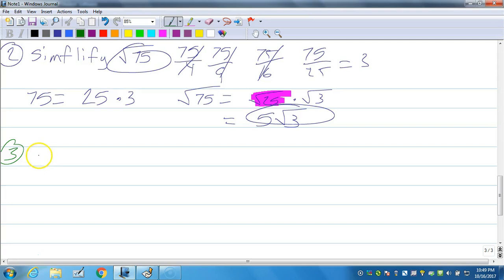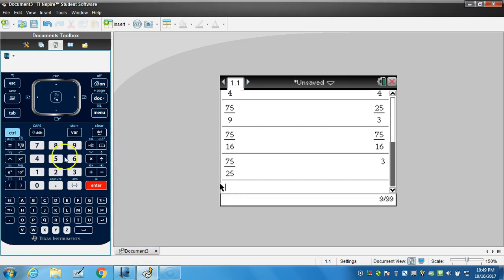Number 3, simplify the square root of 180. So 180 divided by 4. Hey, look, it works already. But this number still worries me because it's kind of big. So I'm going to keep going. 180 divided by 9. No. Oh, look, 9 works also. It gave me a smaller number, 20. I wonder if I can go smaller and get me a smaller number.